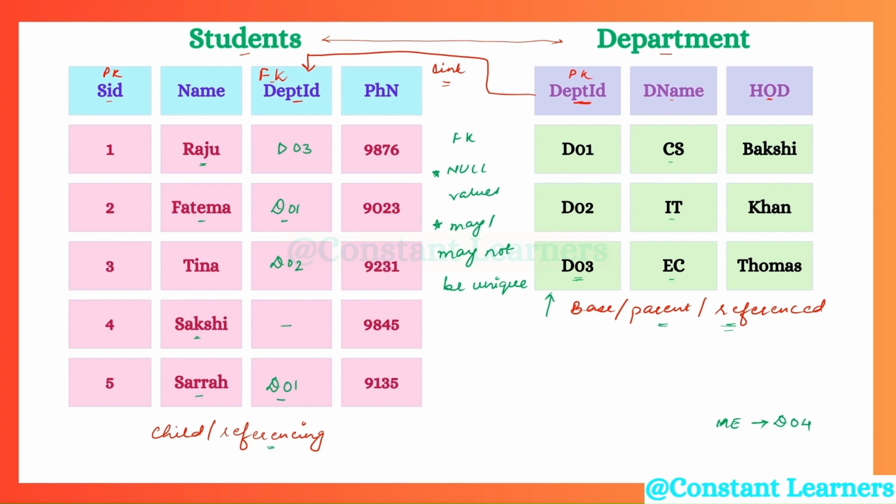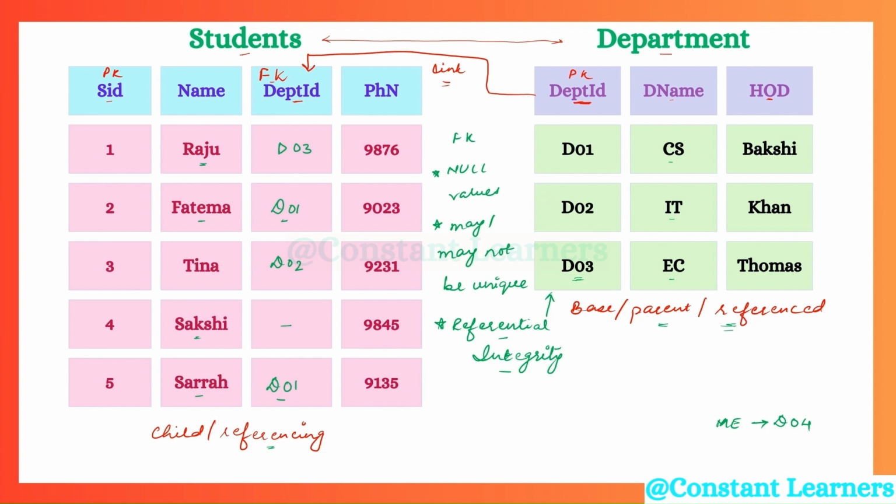Alright? And these 2 points are nothing but referential integrity. What is this? This is referential integrity. And we've already discussed referential integrity in the integrity constraints video. I'm going to link that video in the description box. If you haven't watched it, please watch it. That is one of the most important topics related to the keys. So this is referential integrity, that foreign keys can accept null values and they may or may not be unique.